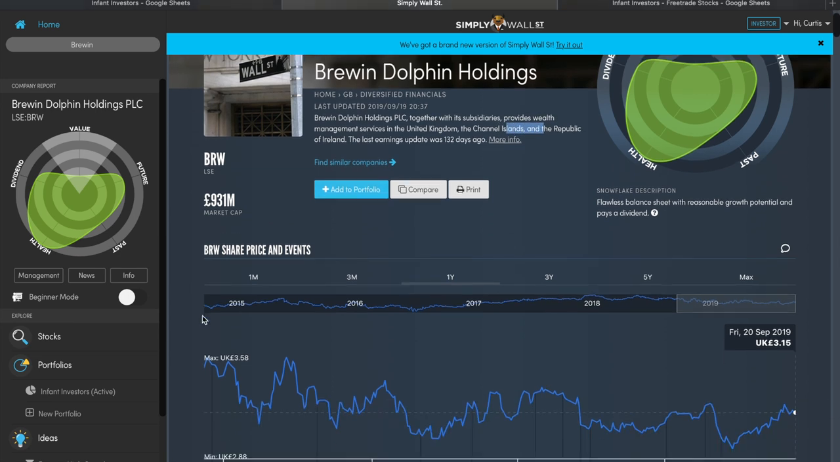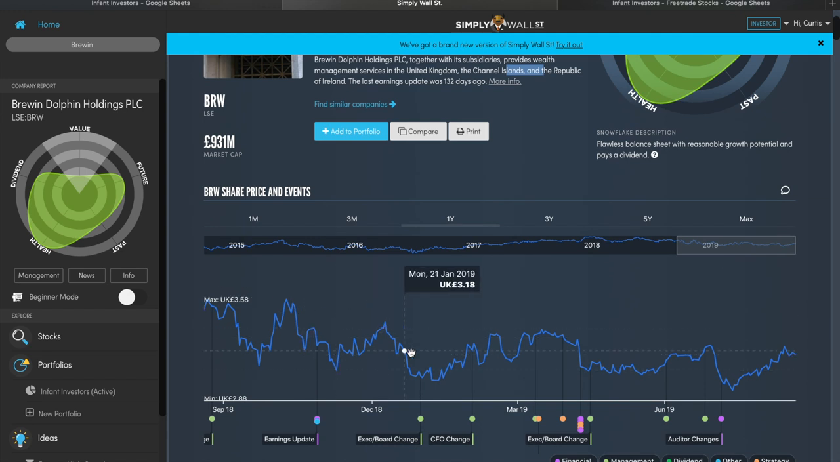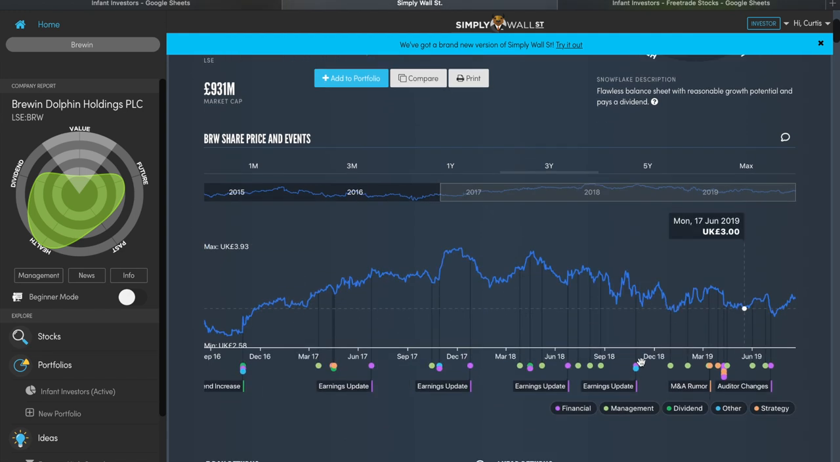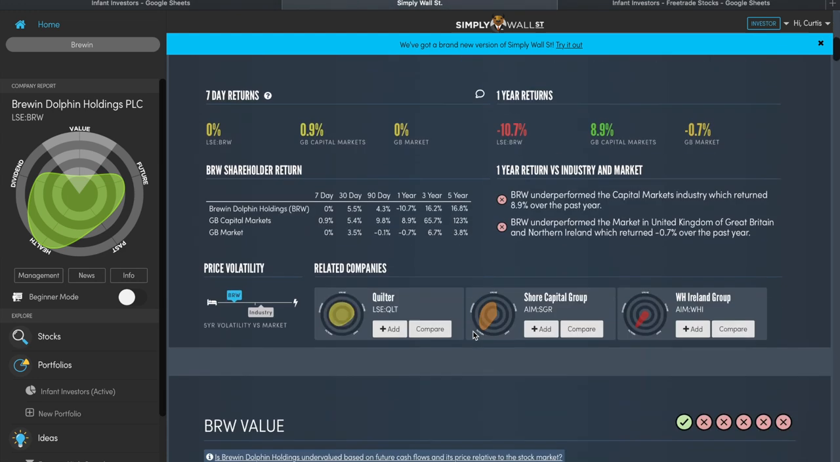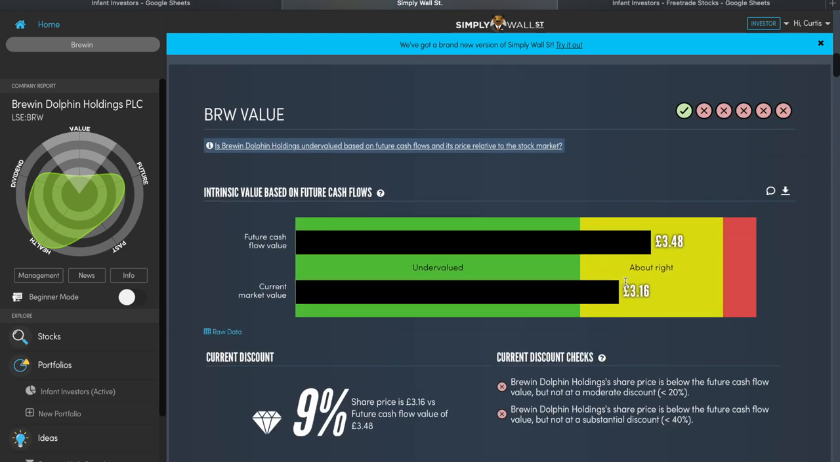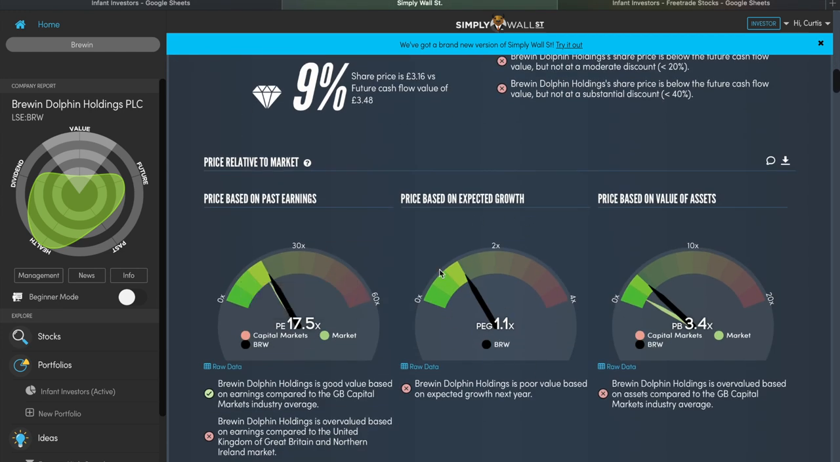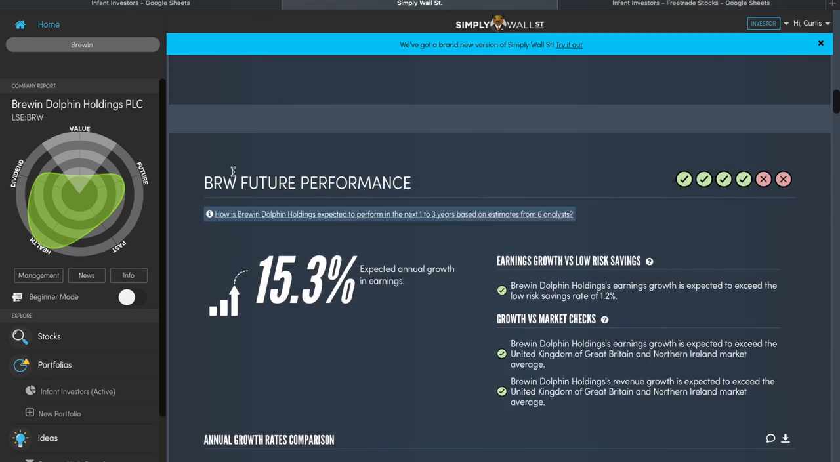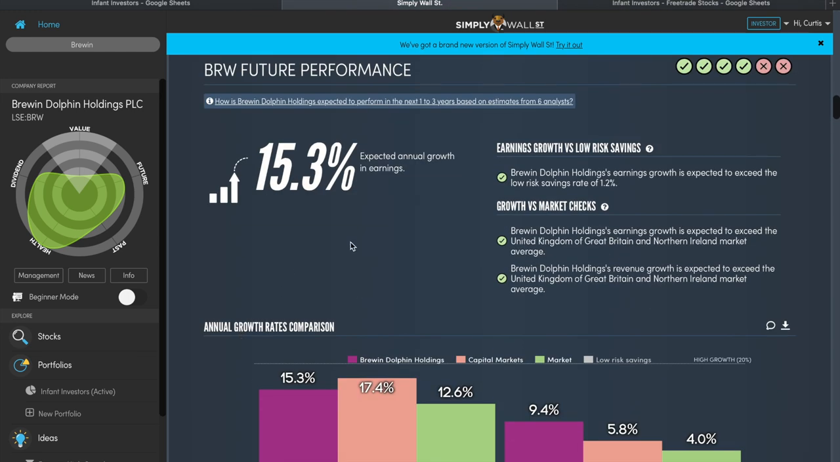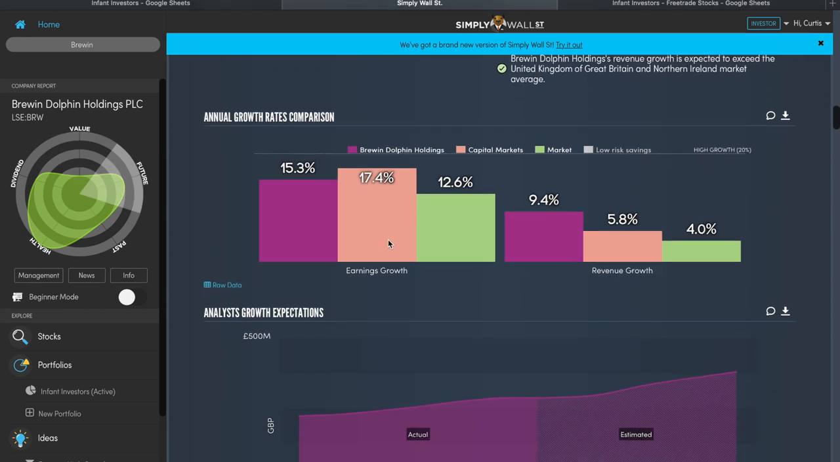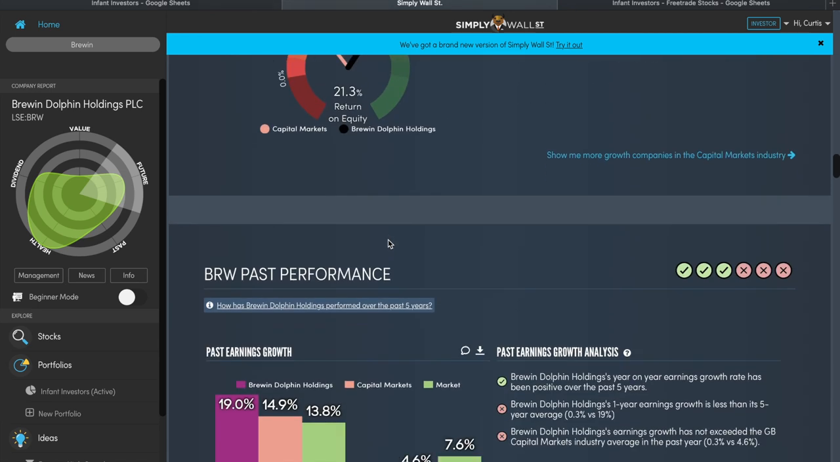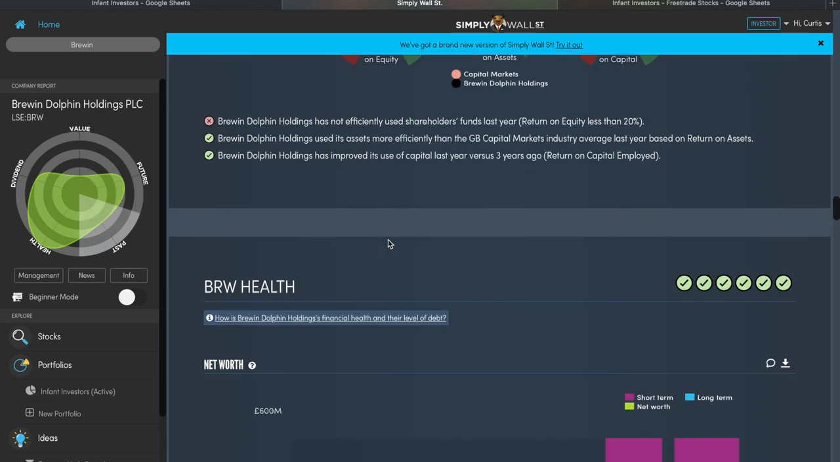Now, obviously, you can see that the graph is trending down, but there are peaks and troughs happening there. You'll find it's not that undervalued. It's moderately undervalued, at a 9% discount. It's at an okay PEG ratio. The future performance for me was decent, 15.3. Sometimes I like to see a bit higher, but actually it's pretty good to have a 15.3 future performance.